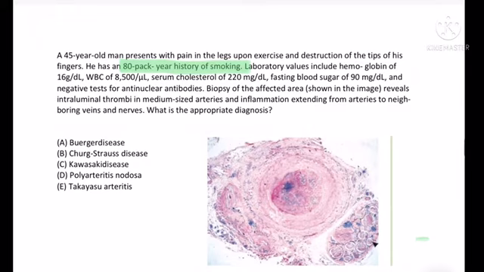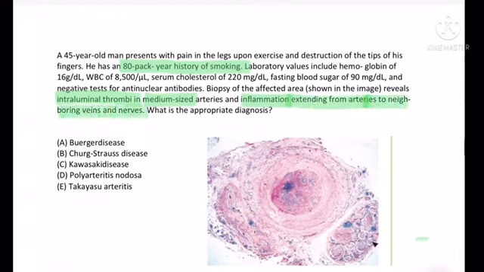Everything else is okay, the lab values are okay. The biopsy shows that the thrombus is not a small thrombus. It's not occluding only a small portion of the lumen. It's completely occluding the whole lumen. So it's intraluminal thrombi in which type of vessel? In medium-sized arteries, and the inflammation extends from the arteries to the neighboring vein and the nerves.